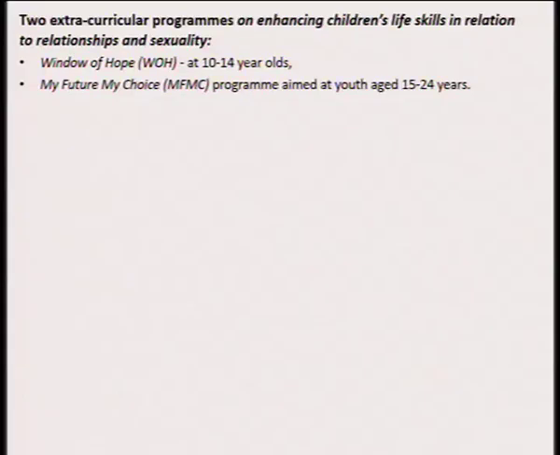Now we look at the two very important extracurricular programs on enhancing children's life skills in relation to their relationships and specifically their sexuality. As we said, there are two. The first is the Window of Hope, which is aimed at learners from 10 to 14 years old, so it's your primary school learners. Then you've got My Future is My Choice, which is the program aimed at the youth from 15 to 24 years of age.